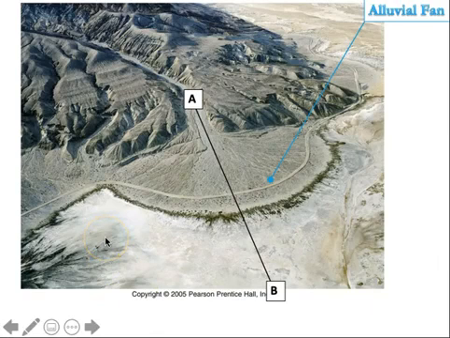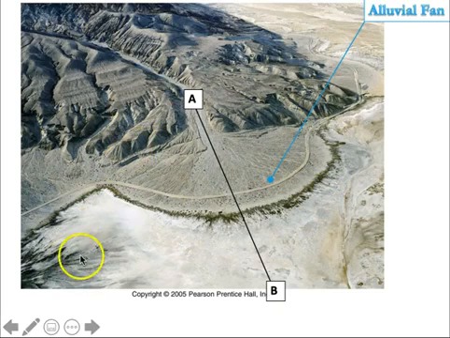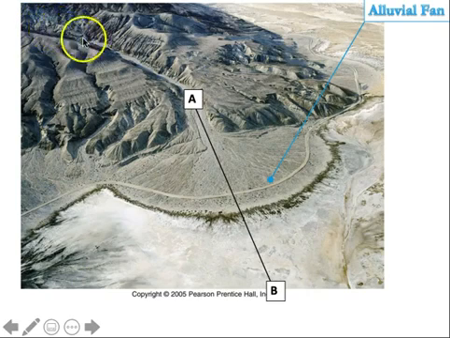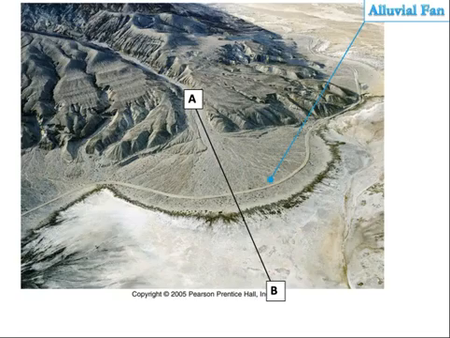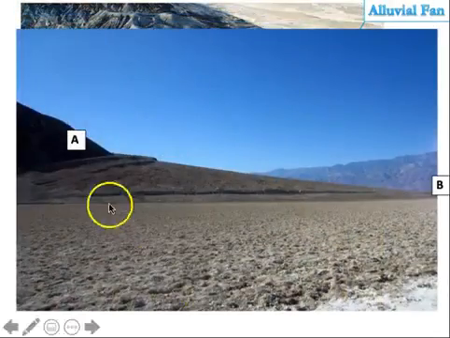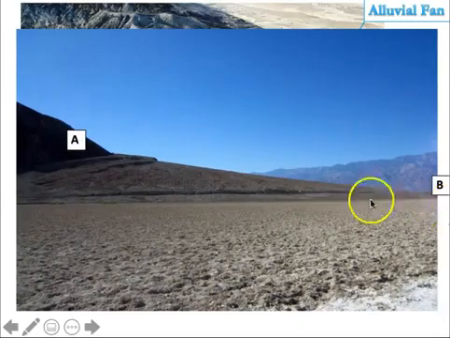Death Valley has especially well-developed alluvial fans. So the fan being here, this being Death Valley. Here is the straight channel stream exiting the mountain. And there's the fan. If we look at it in profile view from A to B, that's the fan there.